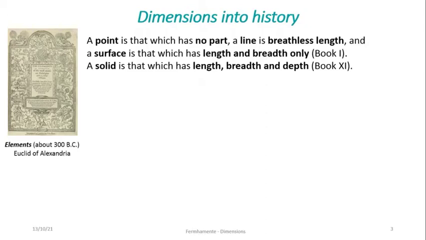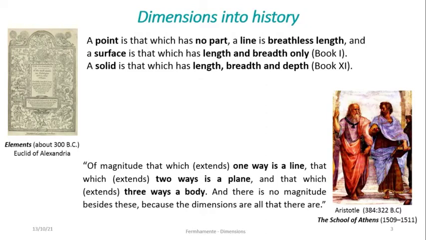Aristotle, in his cosmological work on the heavens, maybe you know as the Cielo, shows a similar motivation in it. He is more definite, even if his tone is more metaphysical. Indeed, he claimed that one way is a line, two ways is a plane, and three ways is a body. And there is no magnitude beside this. In short, Aristotelian physics did not include a theory of space, only a concept of place.